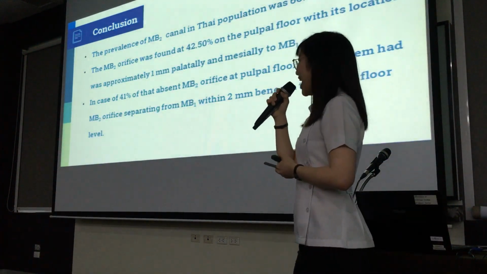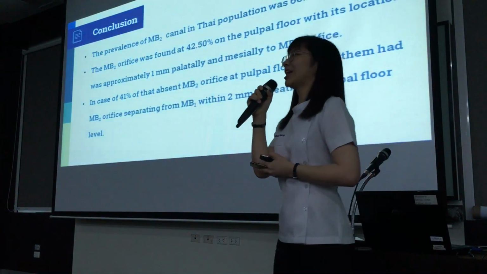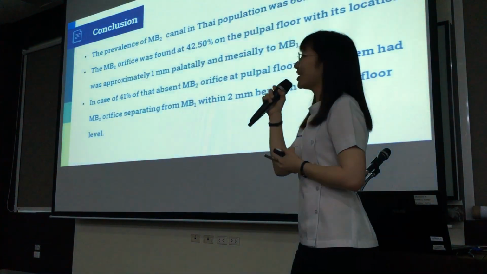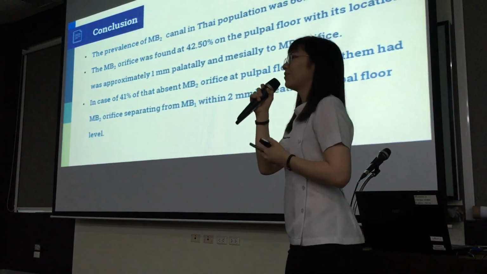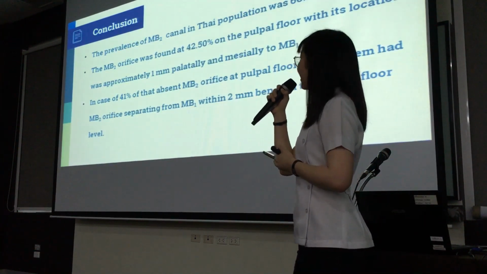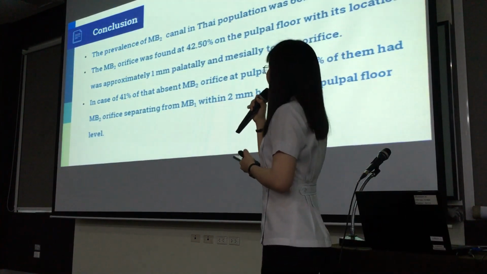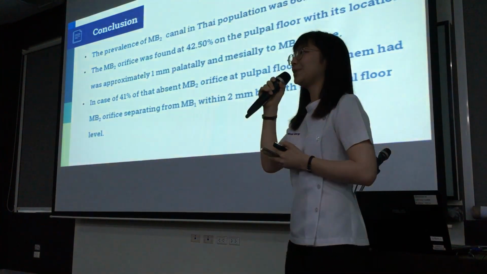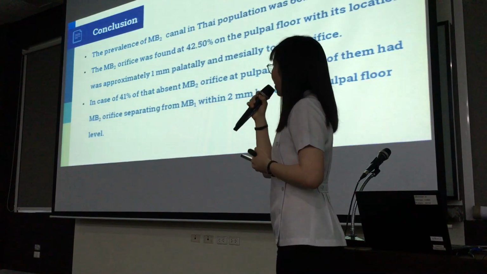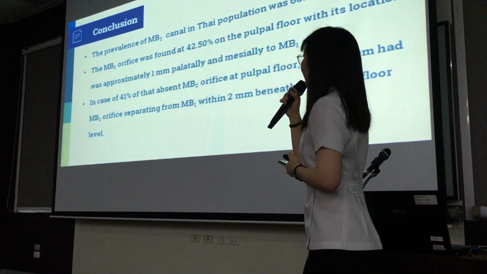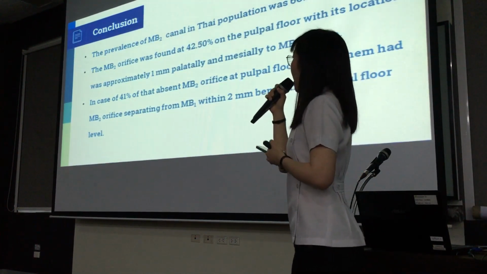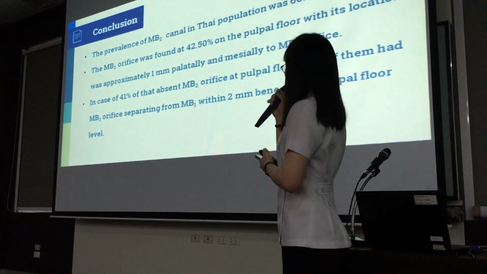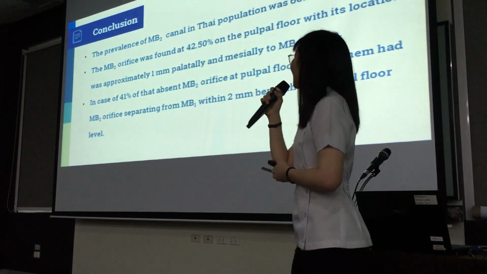For the conclusion, the MB root canal was classified by the Vertucci classification as shown before. The prevalence of the MB2 canal in the Thai population was found at 66.25%. The MB2 orifice was found at 42.50%, with a location approximately 1 mm mesially and palatally to the MB1 orifice. In the case of the 41% with absent MB2 at the pulpal floor level, in 90% of them MB2 was found separating from MB1 within 2 mm beneath the pulpal floor level.